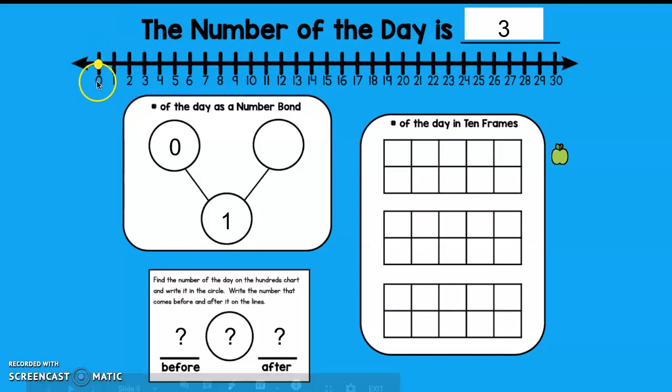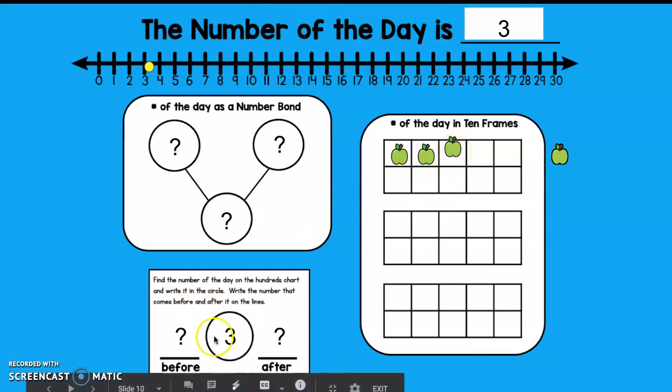So we start at 0. Remember we talked about number lines yesterday. So we start at 0 and we count to 3. So count it with me. 0, 1, 2, 3. So this is where we are going to put our dot. It's a little hard to see, but that's okay. It's still there on the 3. Also, we represented it inside of our 10 frame, right? So how many apples do we have? If we're talking about the number 3 today, how many apples do we have here? 1, 2, 3. Good.